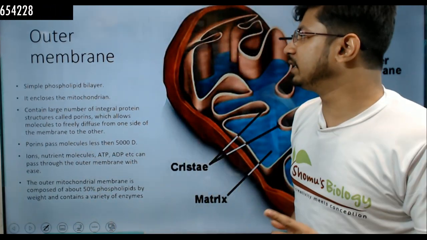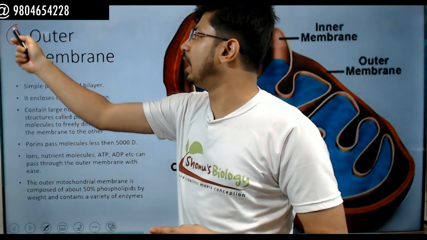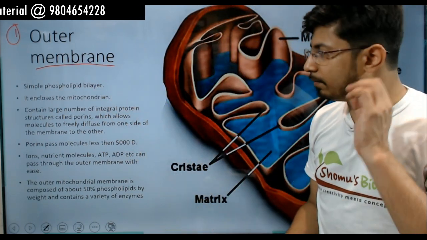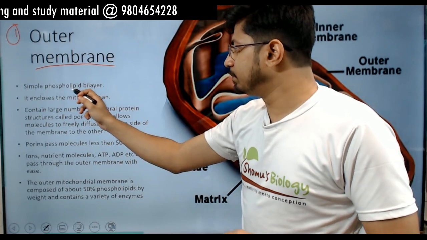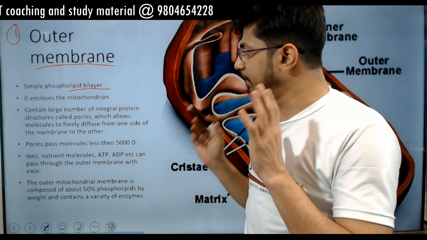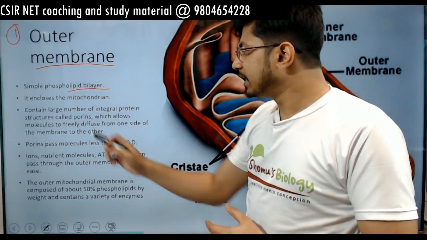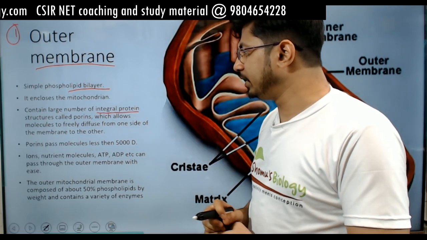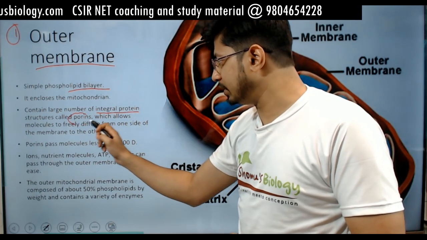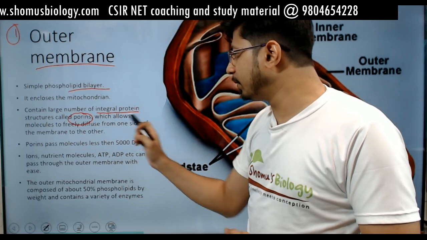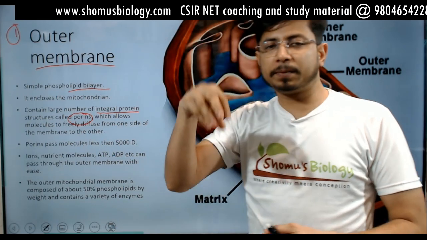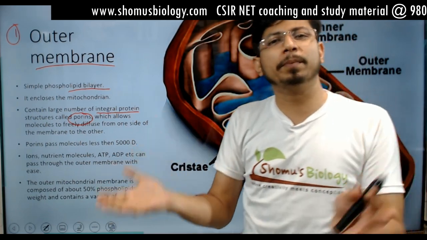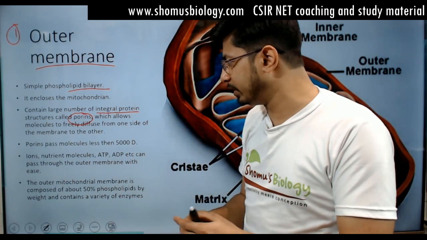So the very first thing that we are going to talk about here is the outer membrane of mitochondria. They are made of a simple phospholipid bilayer. So a two-layered phospholipid membrane is present, containing a large number of integral protein structures called porins, which allow molecules to frequently diffuse in and out of this membrane. So basically the porins present in the outer membrane of mitochondria are open to all, right? Small molecules can go in and out.